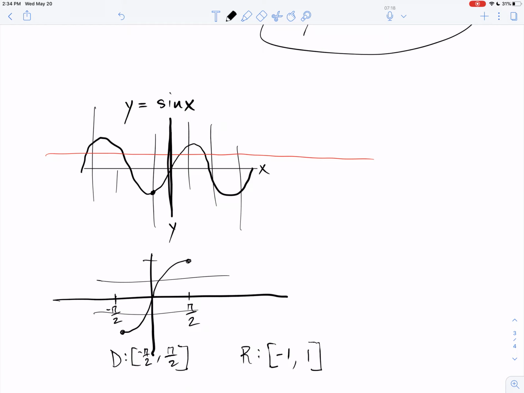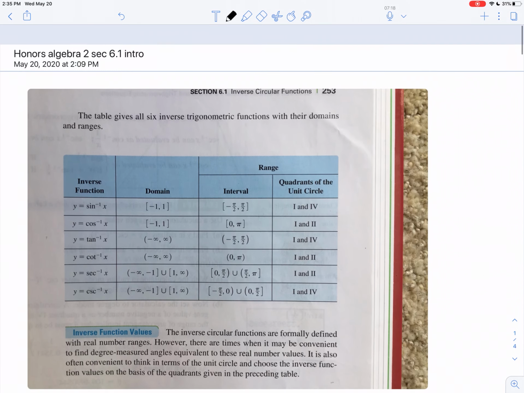So we say if you want to find the inverse of this function, you're going to have to restrict it so that you're only looking between 0 and pi over 2, or 0 and negative pi halves. Here's what the chart on page 253 is trying to tell us. There's a chart on page 253. It looks like this.